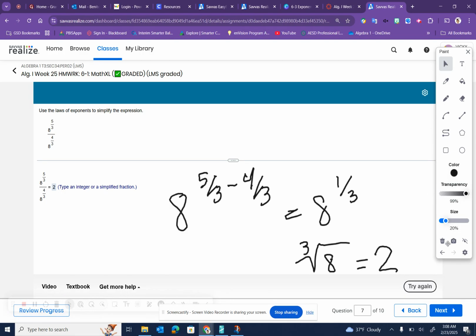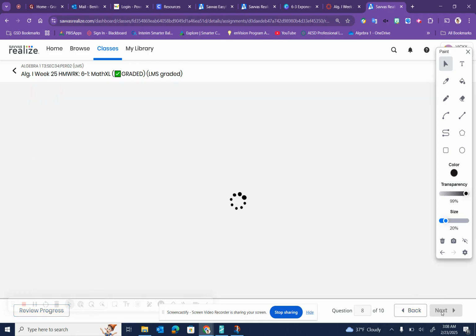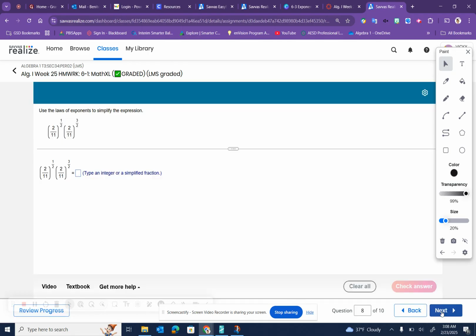And let me clear that out. Here's a product. You're going to simplify this expression using the laws of exponents. You should notice that the base is 2/11. They have different exponents. When I have a product with the same base, the shortcut is I can simply just add the exponents.